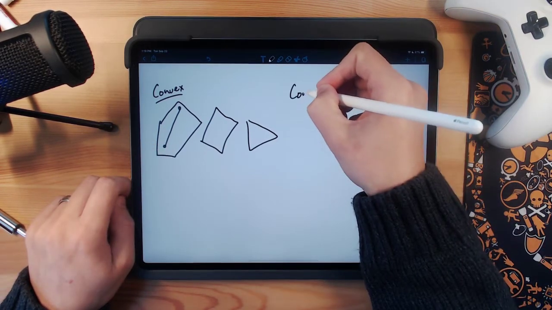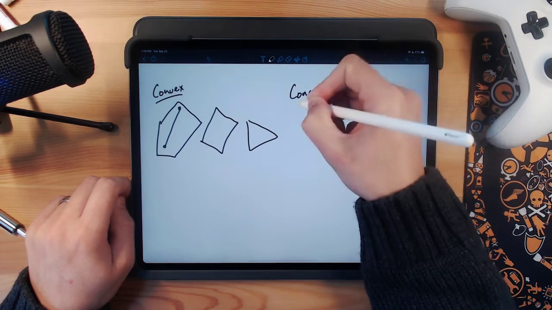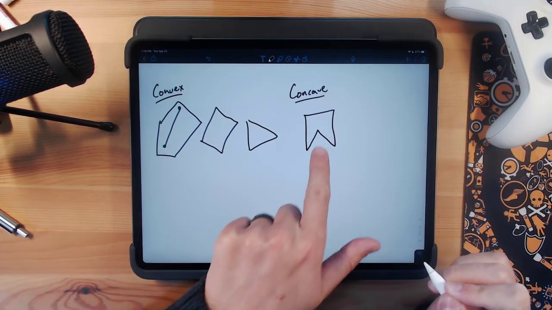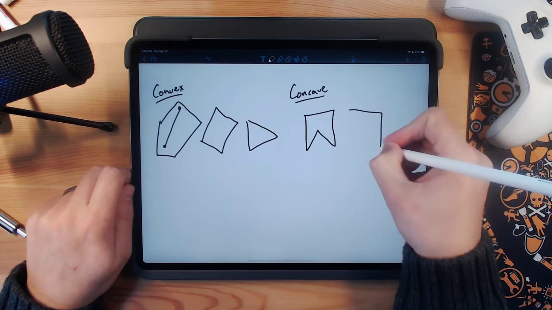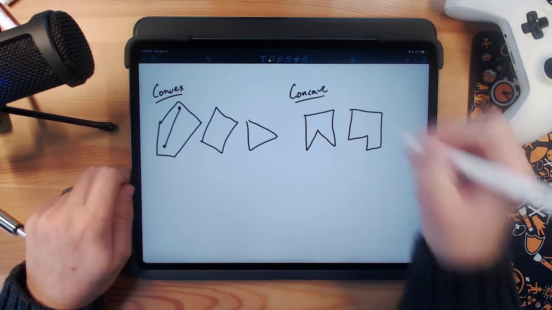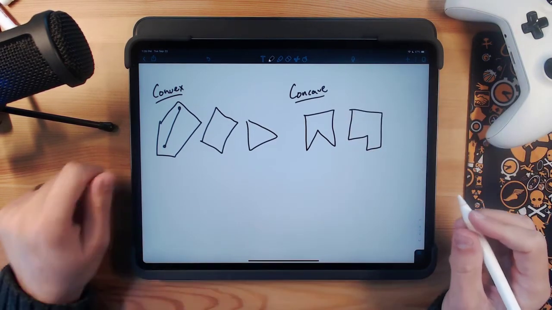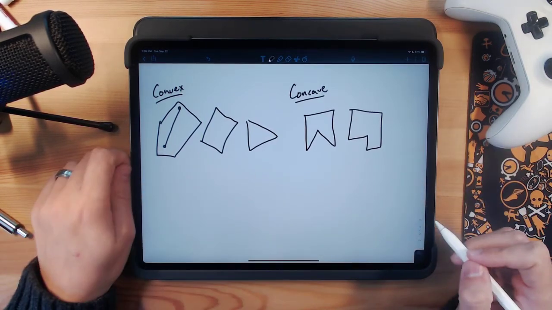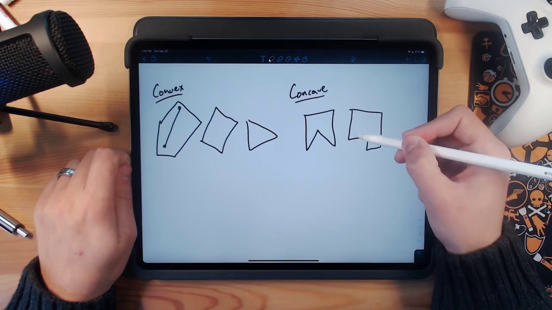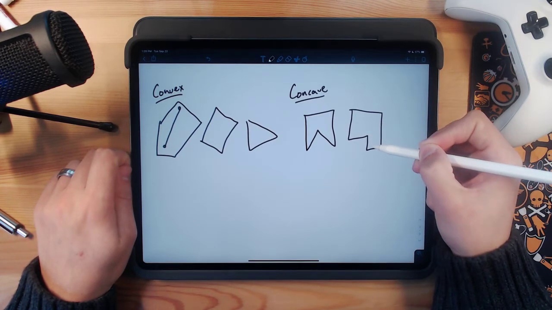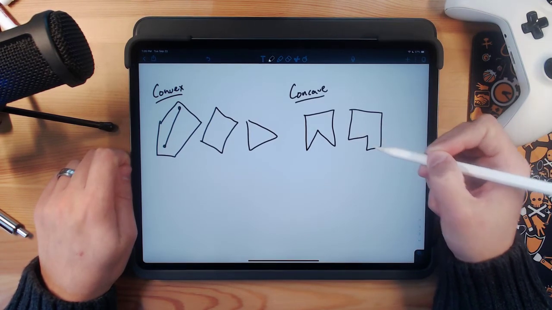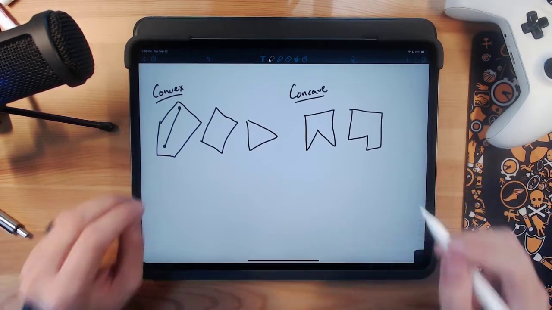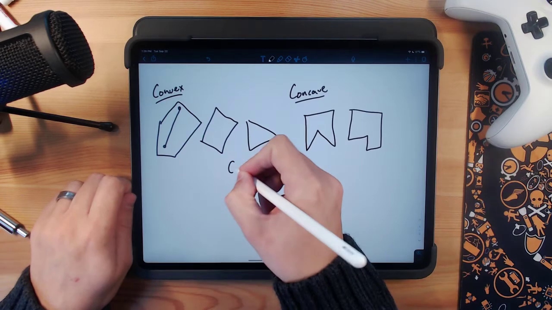A concave polygon would look something like this, where it has this inward edge here, or potentially a shape that looks like this, where it has an inward edge there, right? These shapes would not work for navigation meshes, because if an AI stands from this position and wants to move to the position over here, it would move right through these walls. So what we need to do is go through a process called convex decomposition.